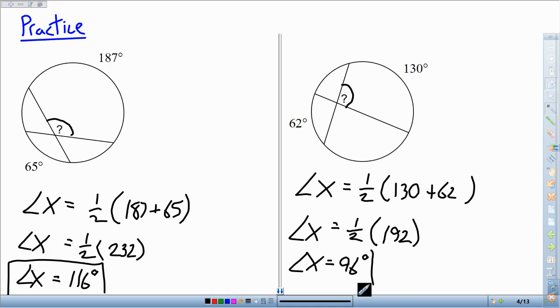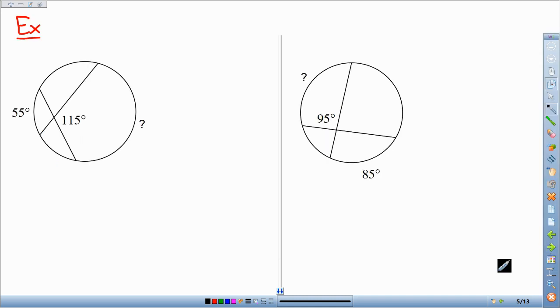Okay, so yeah, that's the basics of that. Here's the thing about these problems. They don't always necessarily want the measure of the angle from you. Sometimes they want the measure of an arc from you. All right, so let's take a look at a couple of those. Go ahead and just copy these.